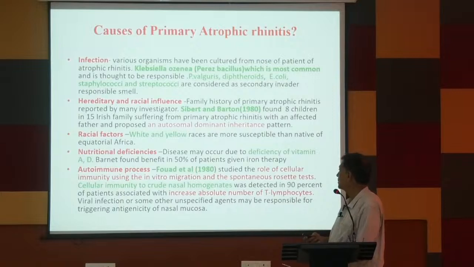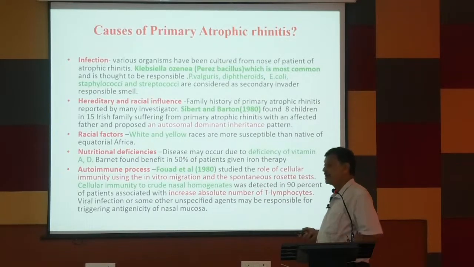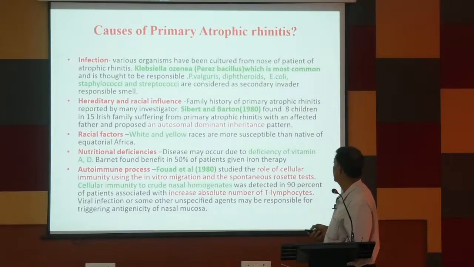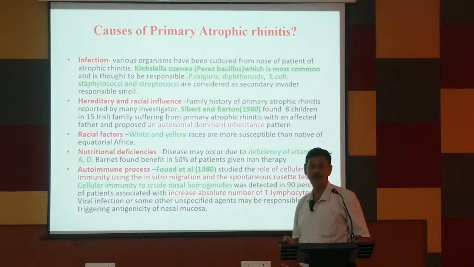This is the primary atrophic rhinitis, where infection by various organisms has been detected. One of them is Klebsiella ozaenae, or Klebsiella rhinoscleromatis, the Perez bacillus, named after the scientist, which is the most commonly found in atrophic rhinitis. Not always, but it is most probable. Secondary invaders like Proteus vulgaris, diphtheroids, E. coli, and Streptococcus are also there.